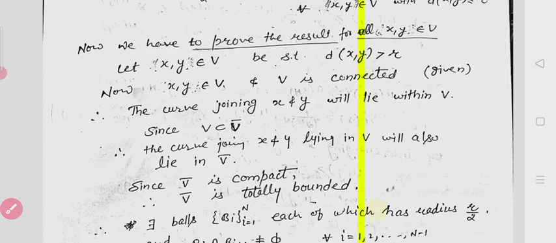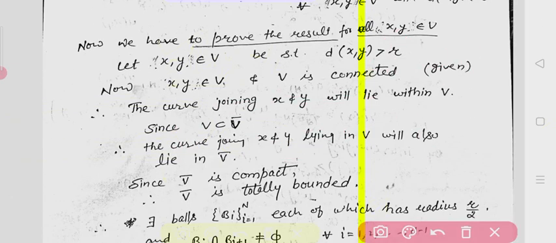So now we have to prove this one. We have to prove the result for all x, y belonging to U. So that means now we have to prove it for those x, y in V such that the distance between x and y is greater than r.